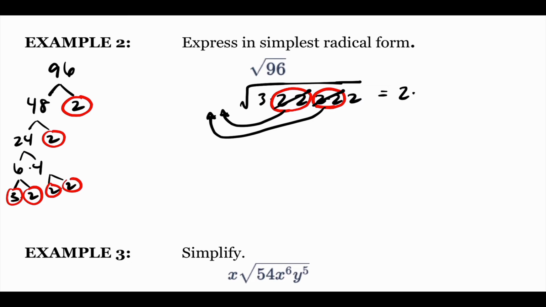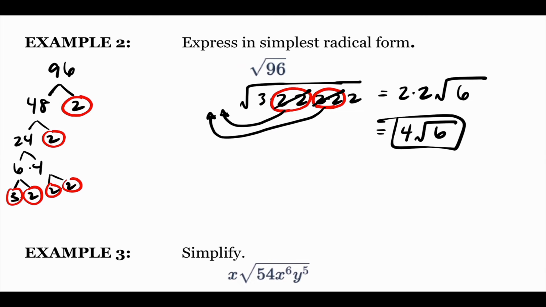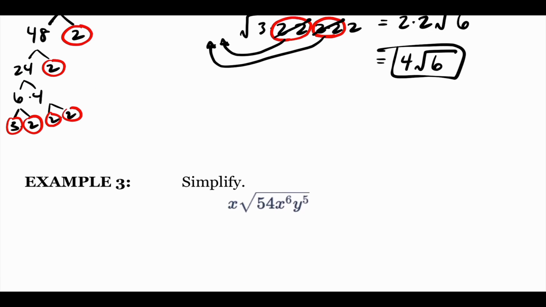So I have a 2 times 2 in front because those are the 2 2s that came out. What I have left over is a 3 times 2. What is 3 times 2? 6. So we get 4 root 6. Okay, the reason 6 has to stay is because 6 doesn't have any pairs. It's just 3 times 2.